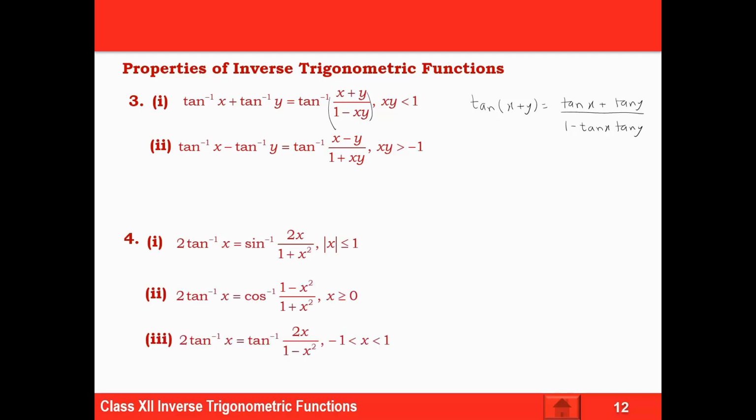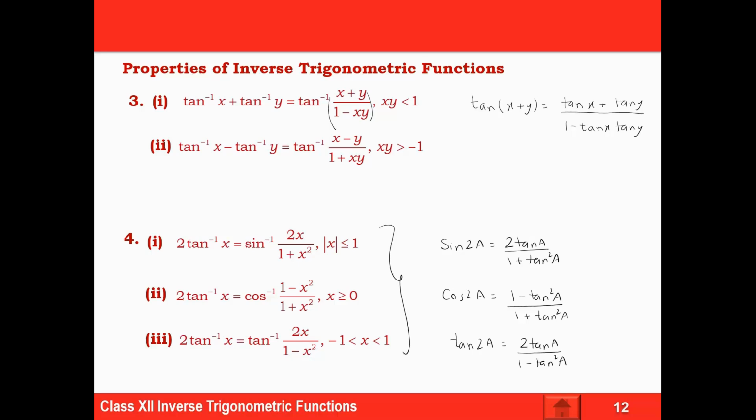And three more formulas are there which are derived from trigonometric functions. As we studied, sin 2a is 2 tan a upon 1 plus tan square a. So the above identity is derived from this formula. Similarly, cos 2a is 1 minus tan square a upon 1 plus tan square a. We derived the second formula from this identity, and tan 2a is 2 tan a upon 1 minus tan square a. So these three inverse trigonometric properties are derived from these three trigonometric formulas. Okay.